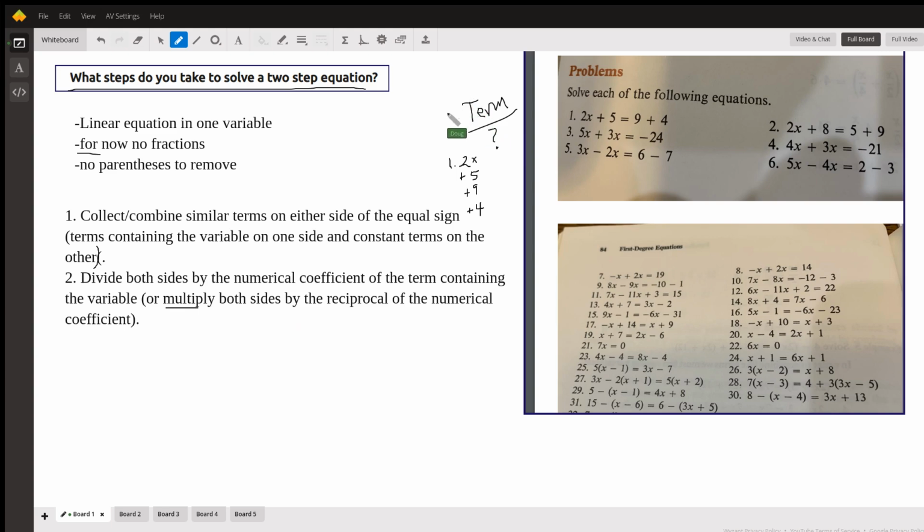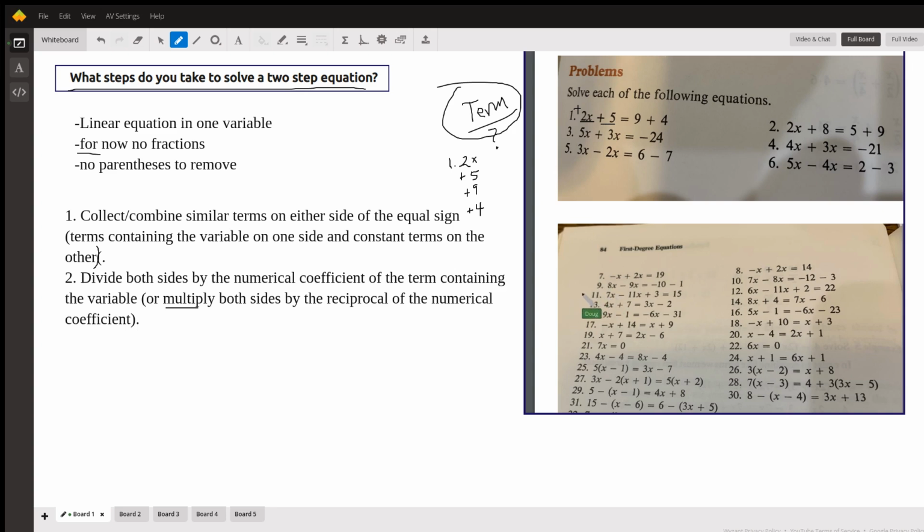What do we mean by the word term? We've got to make sure we have the vocabulary in agreement. In equation number 1, 2x is a term. There's an understood plus sign in front of the 2x. Plus 5 is a term. 9 and 4 are constant terms on the right side of the equal sign.